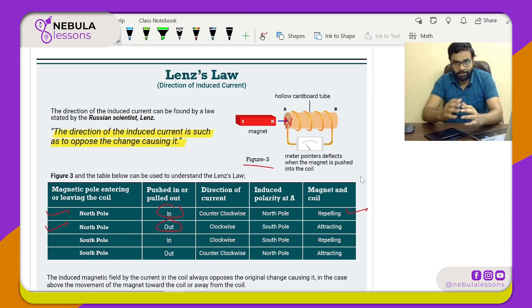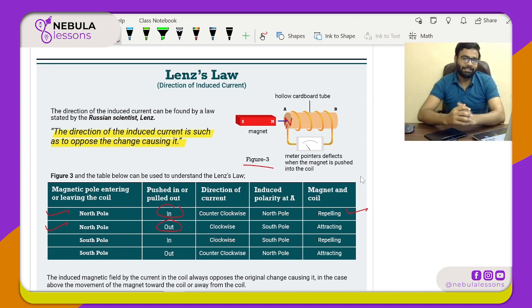North and south, as you know, would be attracting each other. So let's understand the behavior of this coil in the presence of this bar magnet. When the north pole of the bar magnet is trying to move into the hollow cardboard tube, the coil is repelling it by becoming the north pole at A. And when we're trying to pull it out, it becomes a south pole. So it's literally opposing the movement of the magnet, which is producing the induced current in it.